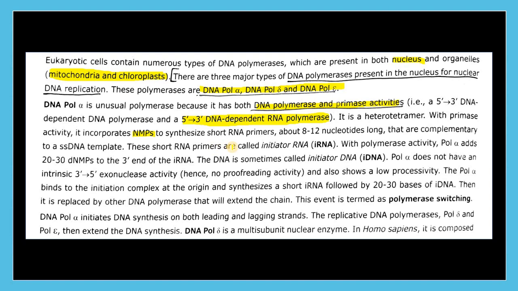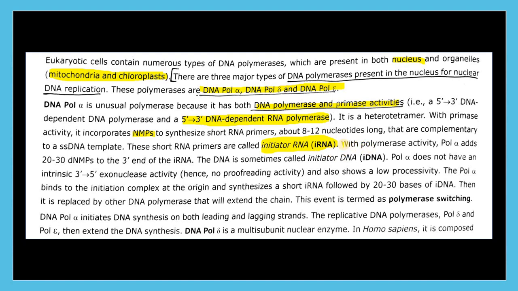These short RNA primers which are formed are called initiator RNA. So on the leading strand, it will be just one initiator RNA, and on the lagging strand, you will have multiple initiator RNAs, because we know that later they are important for the formation of Okazaki fragments. On extension, you will get the Okazaki fragments, right?